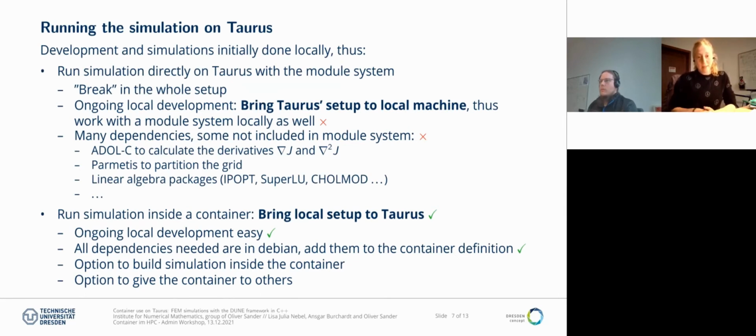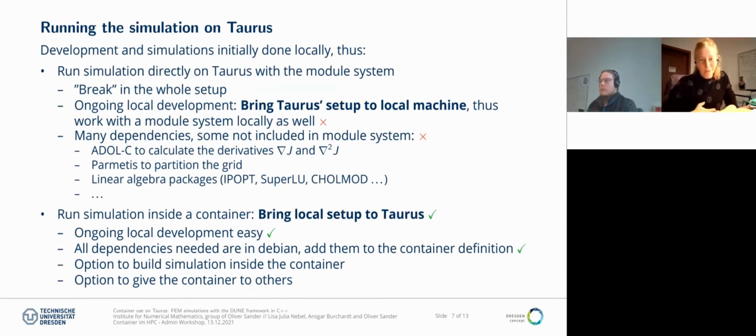And another problem is that I have many dependencies that are not all included in the module system. So I need this automatic differentiator to calculate the derivatives. I need something to partition the grid, and then I need linear algebra packages that DUNE depends on. Not all of that is directly available there.